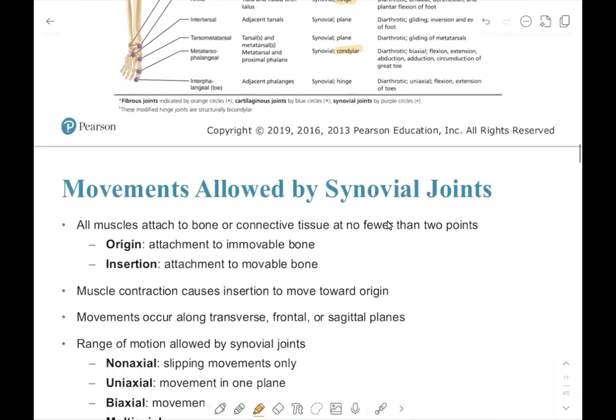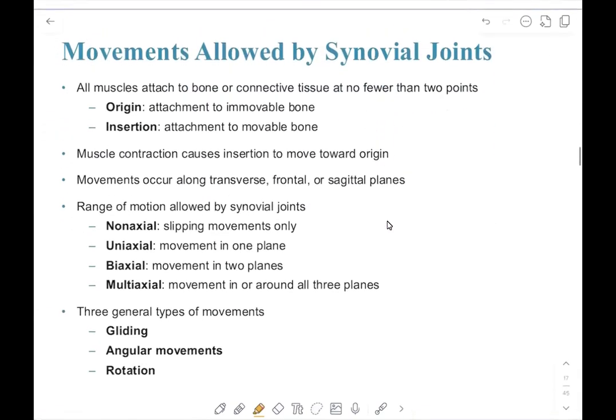So when we talk about the movements allowed at synovial joints, we first need to consider how those muscles are attached to the bones. And they're attached at no fewer than 2 points. Sometimes it's more. There's an origin and there's an insertion. So the origin is the attachment to the immovable bone. The insertion is the attachment to the movable bone.